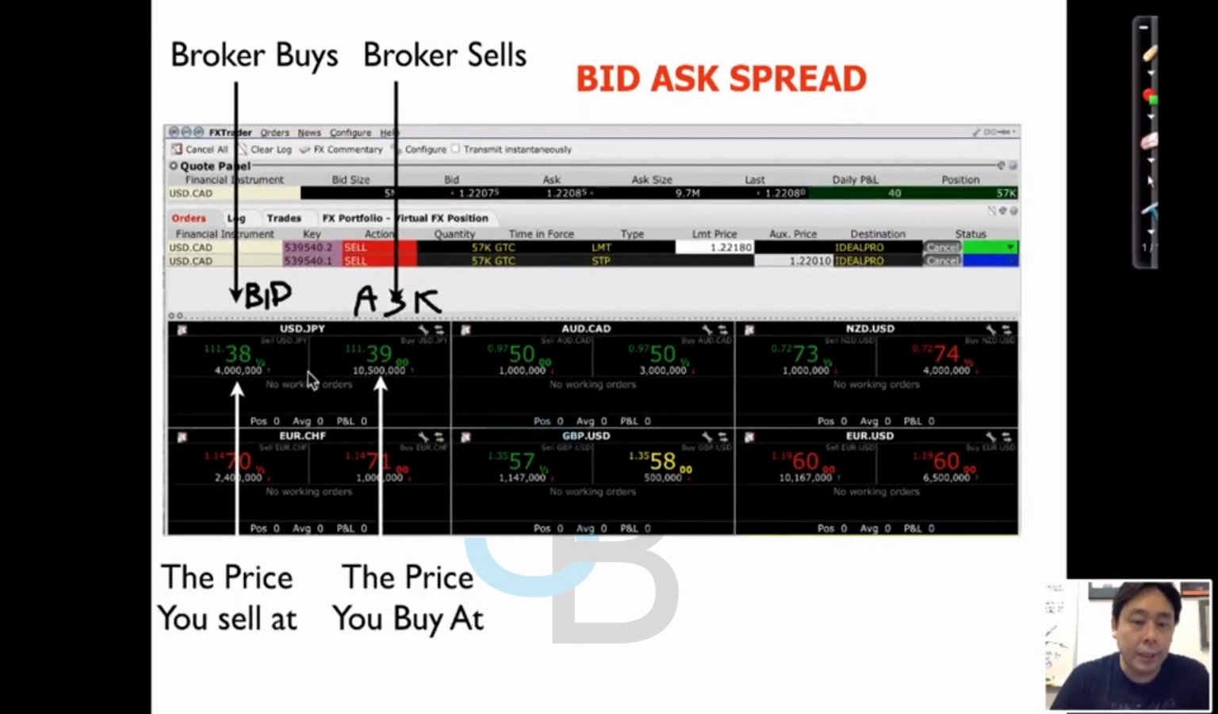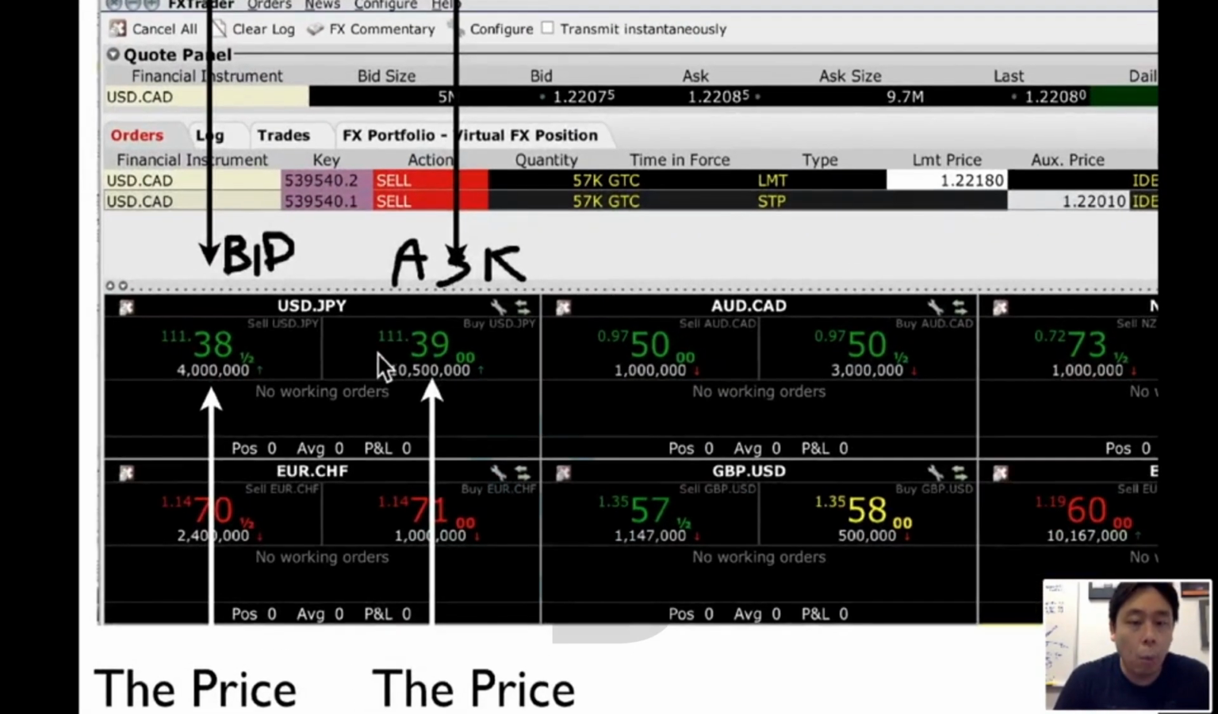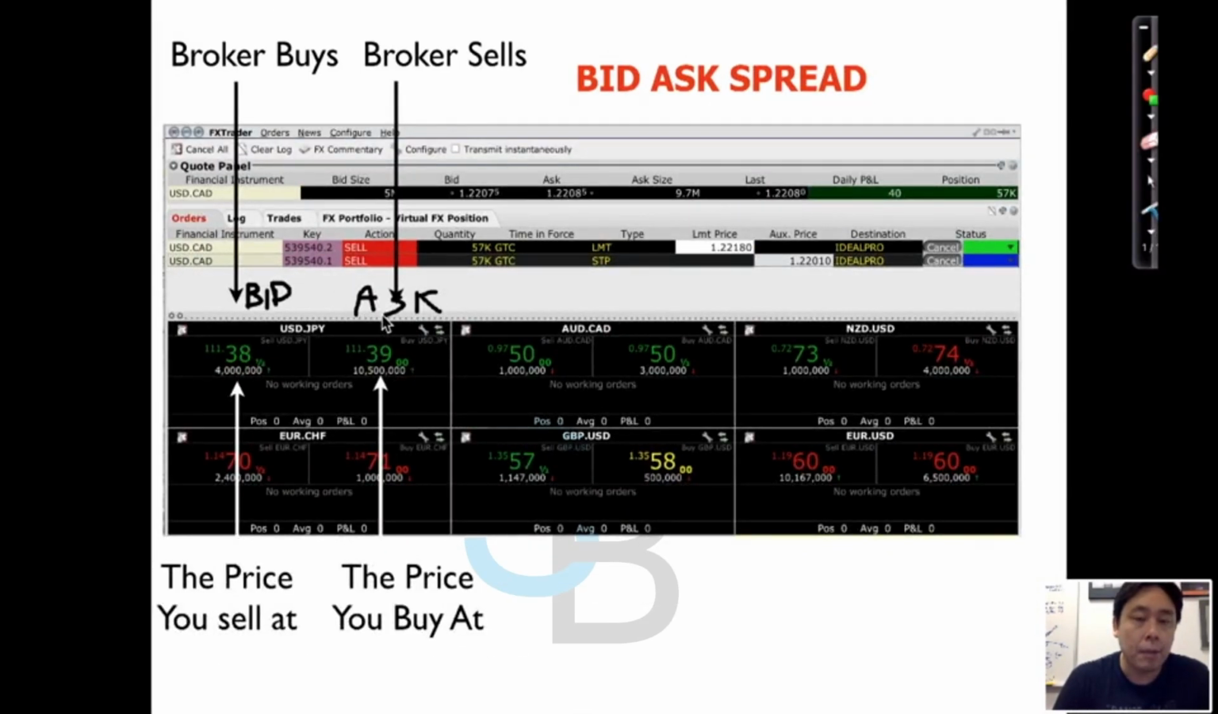So what's the ask price? The ask price is what people are asking for to sell you their currency. This could be the broker itself selling it to you, or they're offering quotes from liquidity providers. What we see here is ask 111.39 and bid 111.38. Ask is what sellers want to sell at, and bid is what buyers are willing to buy at.